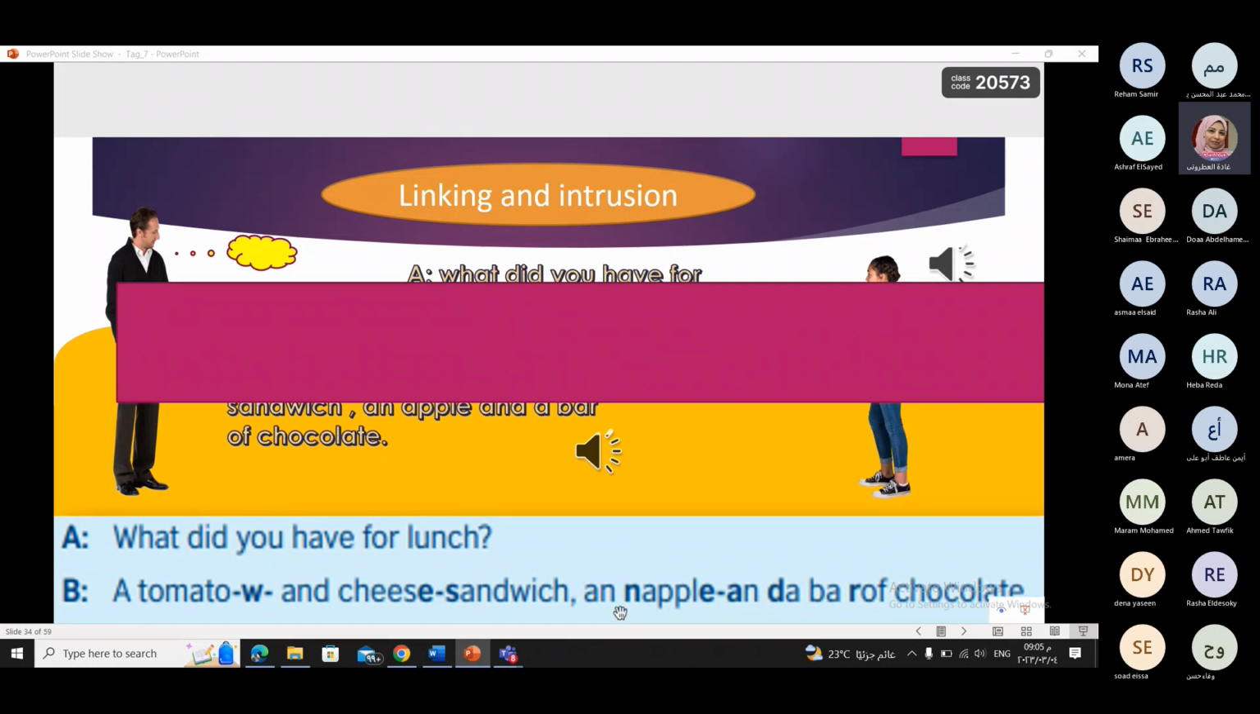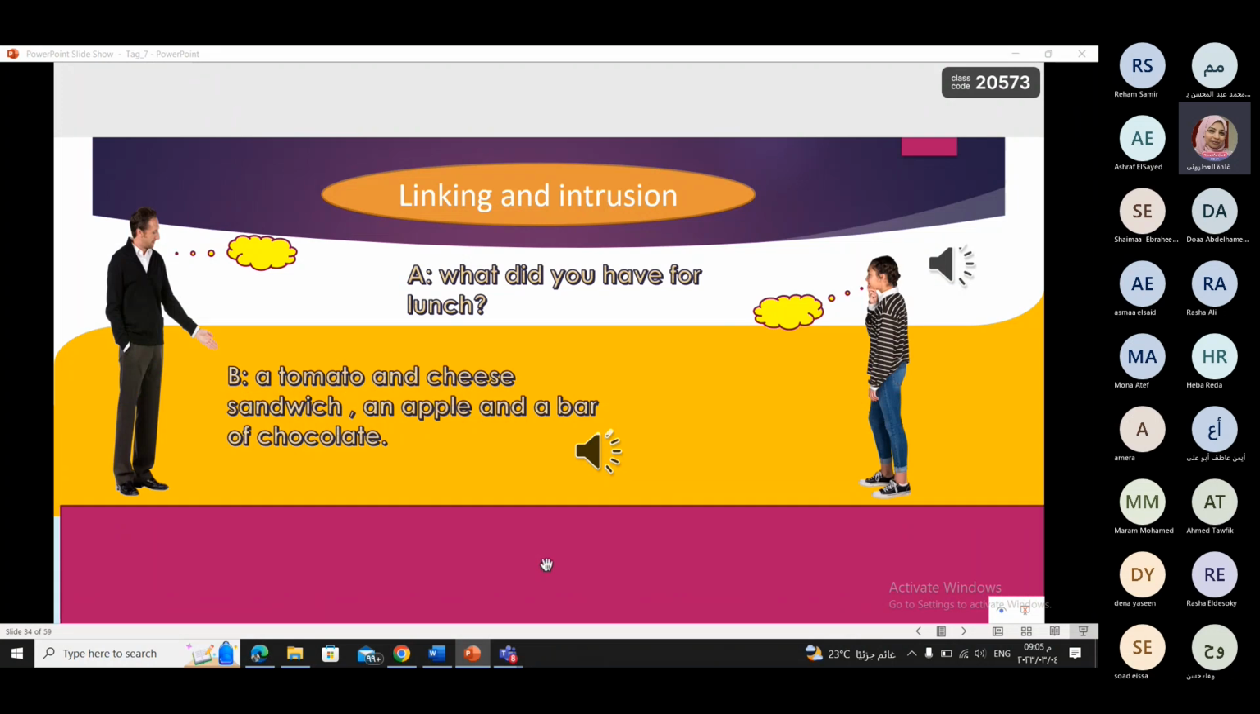Right? Try to practice. It needs more practice. Practice makes perfect. Tomato and cheese sandwich, an apple and a pear, a bar of chocolate. Sandwich: what happens to the letter D, the sound D? Just tell me what happens here. It disappears. What do we mean by disappearance? What's the term?